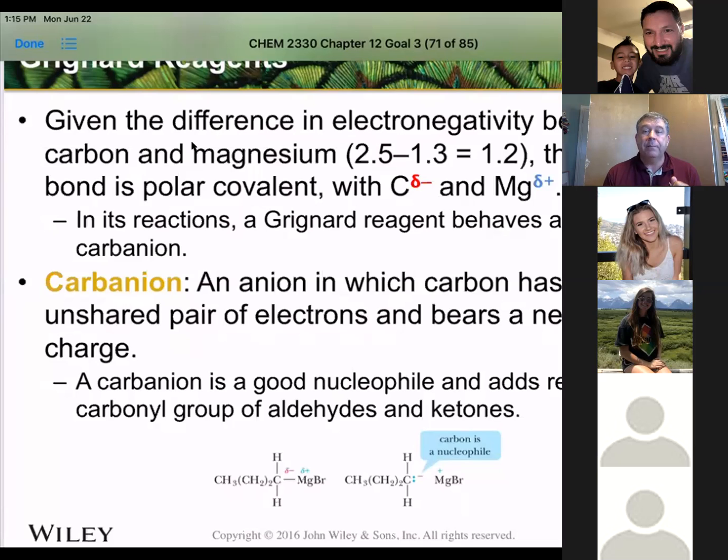So what does that mean for us? That means we now have a way to make a carbon-carbon bond by taking a negatively charged or partially negatively charged carbon and attacking a positively charged or partially positively charged carbon. So we're now able to create a new carbon-carbon bond. But the key feature here is that we have a partial negative charge or a negative charge on carbon, turning it into the nucleophile.